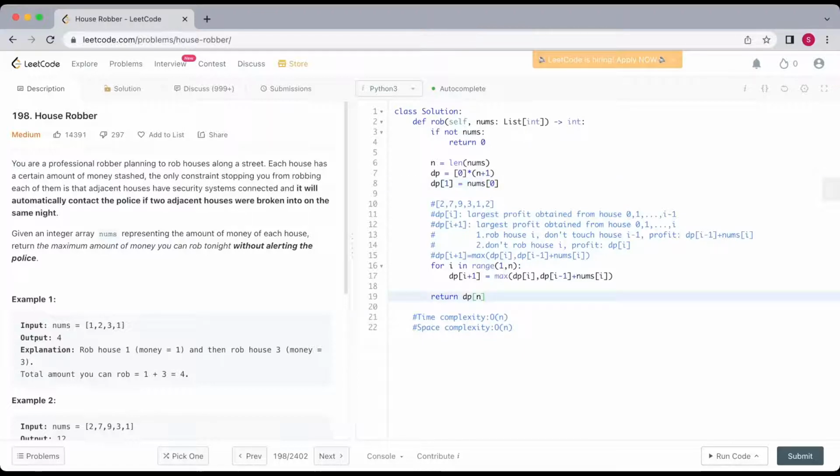So then we will discuss the time and space complexity. Both of them are O(n) because we traverse the entire list, which indicates we have time complexity as O(n). And we need to store our results for smaller numbers of houses. So we have the dp list, which means we have the space complexity as O(n).